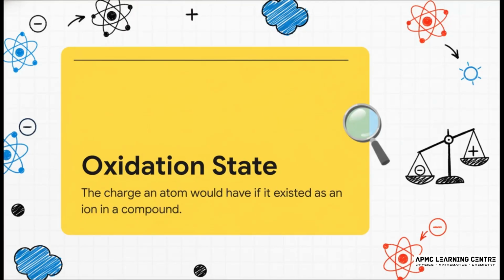So what even is an oxidation state? Okay, think of it like a tracking number for electrons. It's this sort of hypothetical charge we assign to an atom just so we can keep a record of where its electrons are, or at least where they're most likely hanging out.